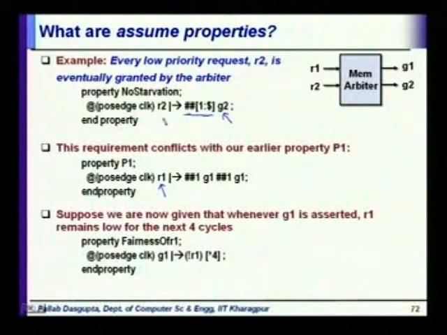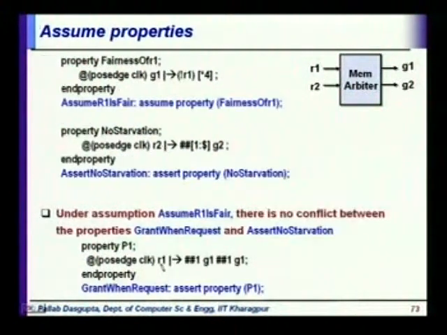Now see, these two are things that we want to check on the arbiter. This is not something that we want to check on the arbiter. This is the assumption that we have about the environment of the arbiter. So we are going to write it like this, and declare it as an assume property. So see, this is the important line. We are saying assume_R1_is_fair: assume property fairness_of_R1.